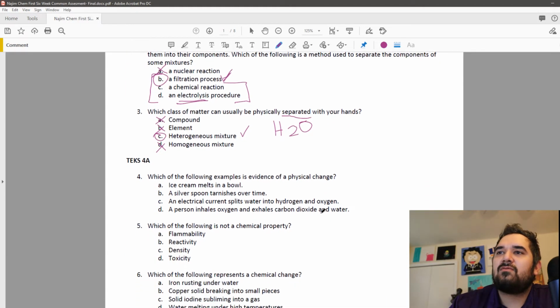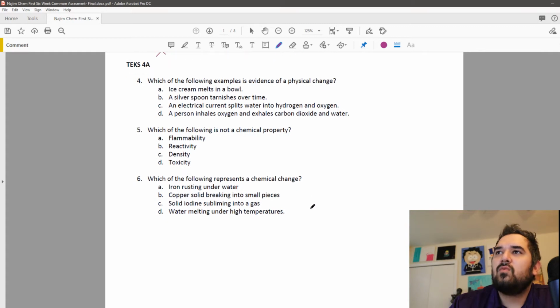All right, so the next one. Which of the following examples is evidence of a physical change? So we're not looking for a chemical change here. We're looking for a physical change. And one thing to know about physical changes is that typically they're easily reversible. So they can be reversed.